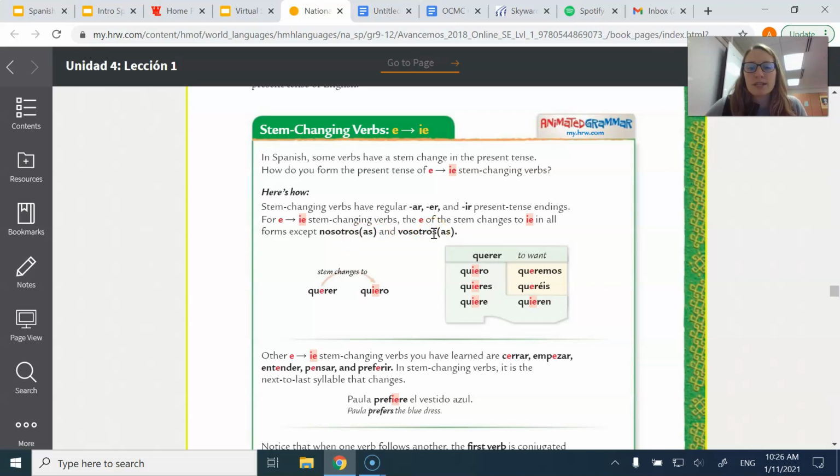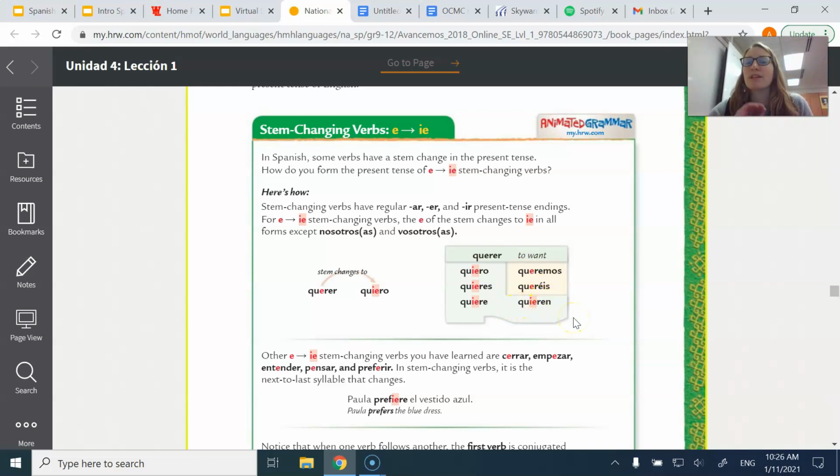So if we're taking the verb querer, usually we would just change it to quero, queres, quere, queremos, queréis, queren, right? However, since it's a stem changer, we're going to add an I there. So change the E to an I. Quiero, quieres, quiere. This is just going to stay the same as how you normally conjugate it. Queremos, queréis, and now quieren.